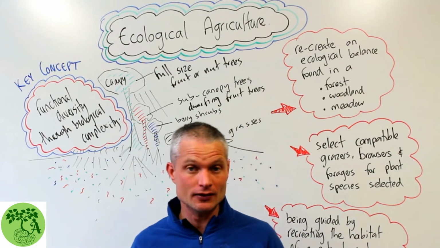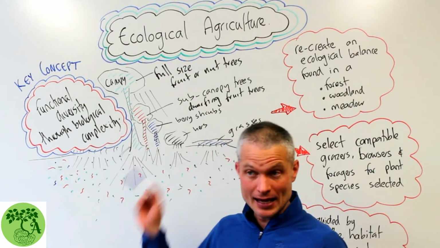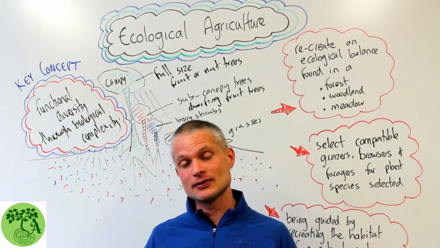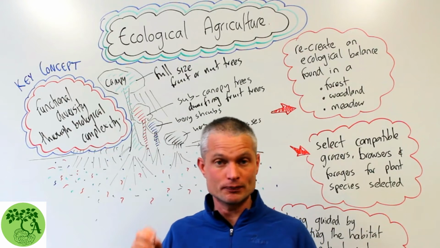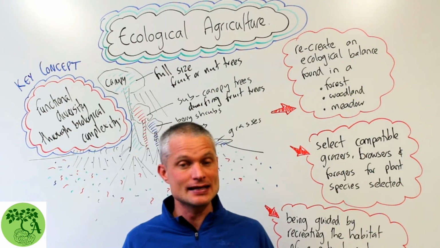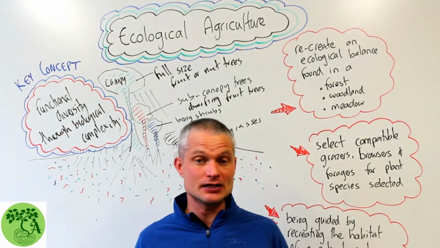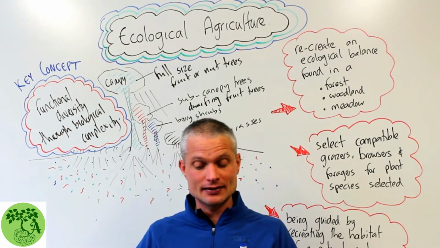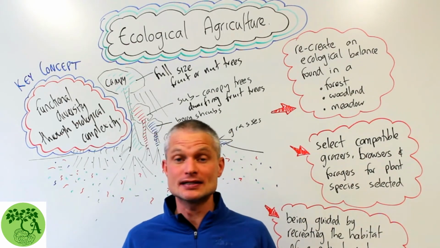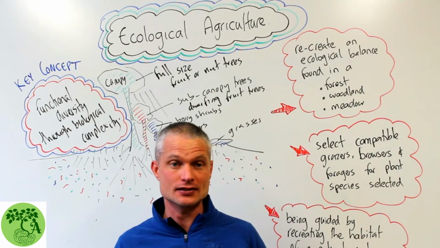So the key concept we're looking at in this first part is the functional diversity of an agricultural system through the biological complexity of it. And we're picking various biological production systems, so fruit trees, nut trees, different animals, grazers, browsers, foragers, and through picking species that are compatible with each other and that create a functional complexity, we can better replicate what you see in nature and create good resilient agricultural production as a consequence of that.